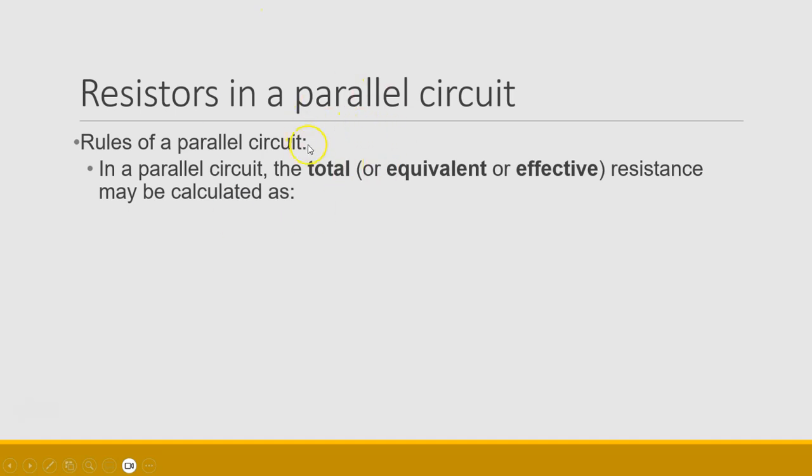Now, if you're asked to calculate the total resistance or equivalent resistance or effective resistance, it all means the same thing. You're being asked to calculate the total resistance. And in a parallel circuit, we can calculate the total resistance as 1 over RT equals 1 over R1 plus 1 over R2, etc. Now that's a bit confusing. Remember that in a series circuit, we simply add up the values of the individual resistors. But in a parallel circuit, the calculation for total resistance is not that simple. We have to apply this formula.